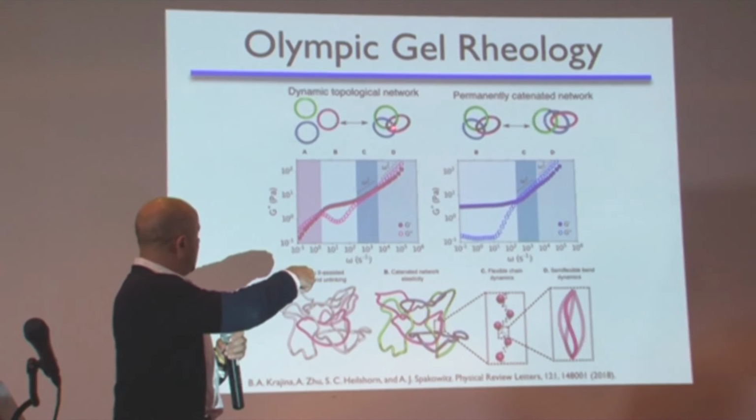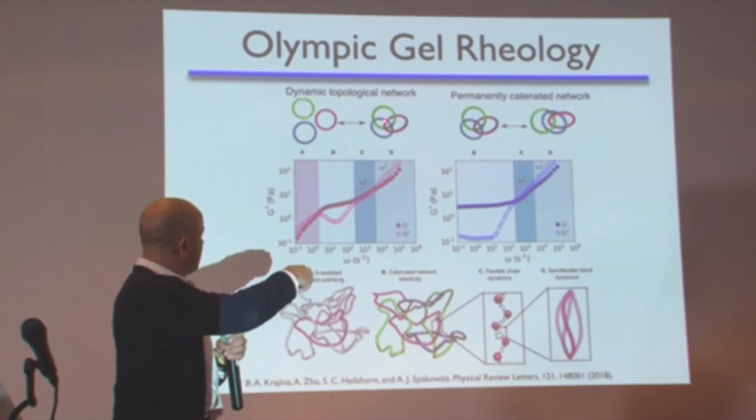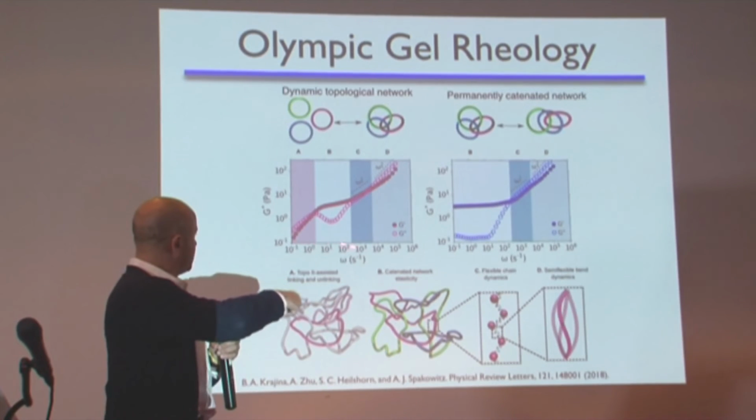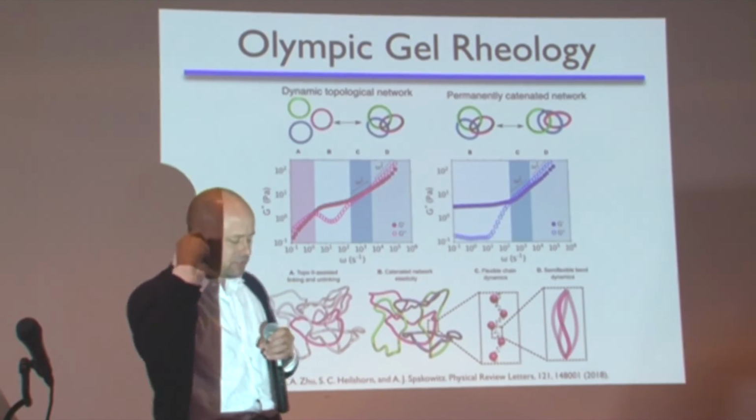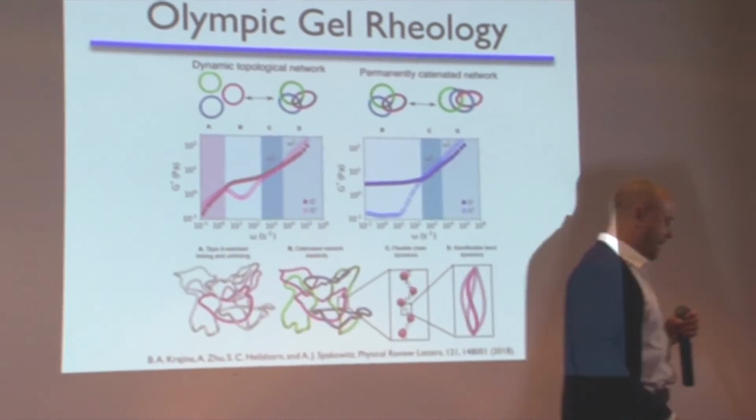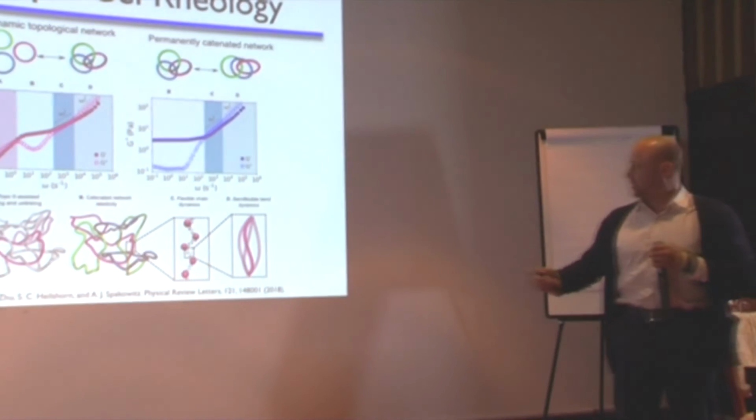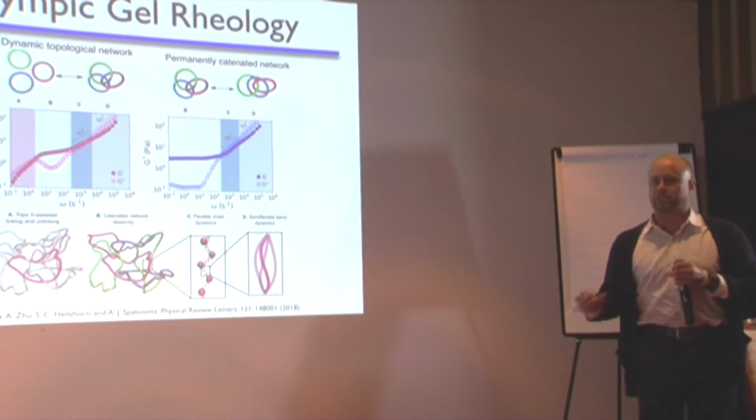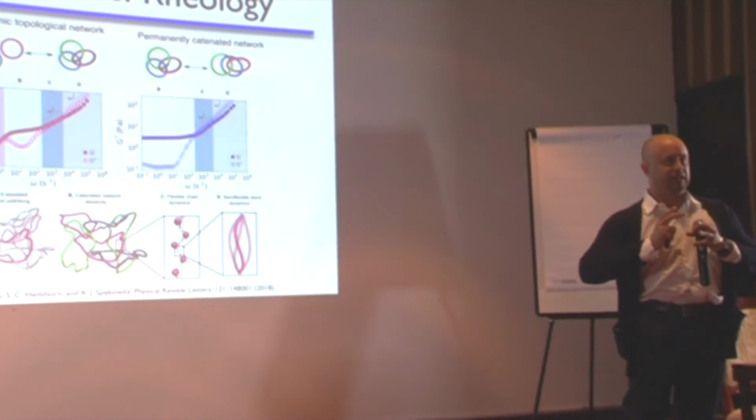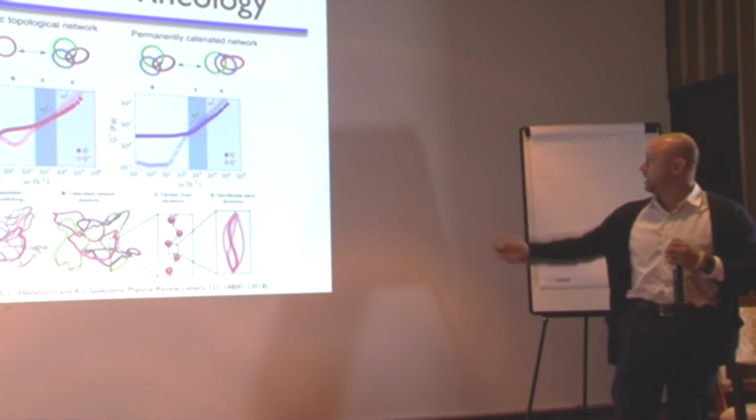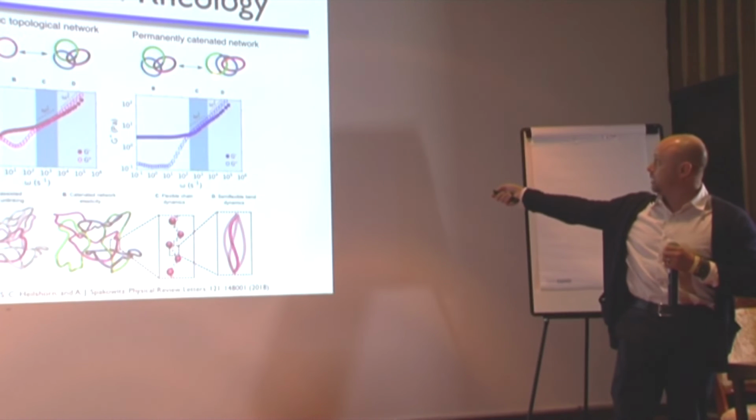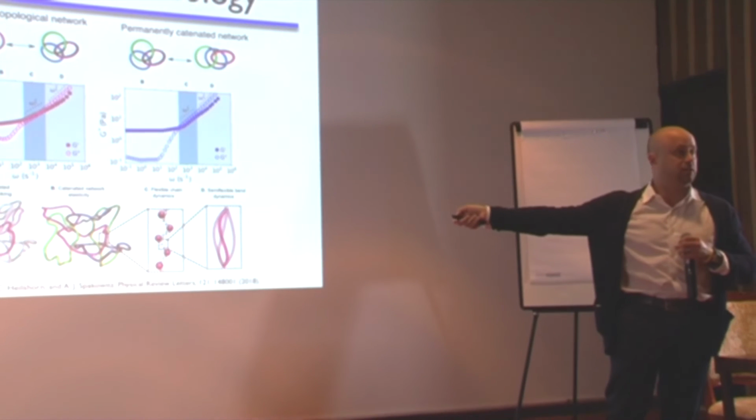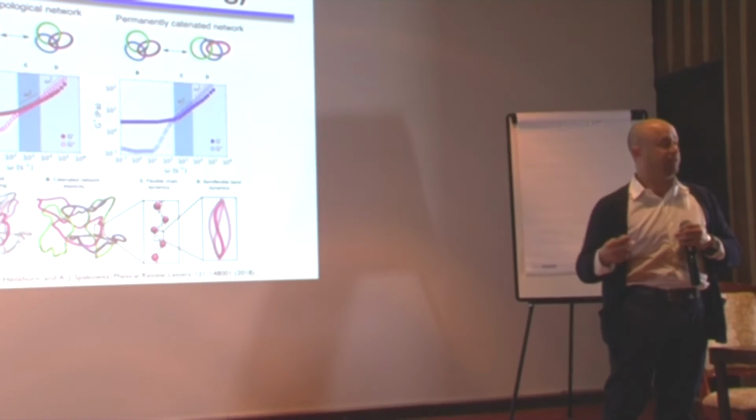We can take a dynamically topological network, and here this is the complex modulus versus the frequency. For those of you who haven't seen a lot of this sort of data, it's just to say that where you have this region of frequency space where there's a plateau, that is an elastic plateau, and it behaves sort of like an elastic solid in that region. If you cut off the topoisomerase and it becomes permanently catenated, that plateau goes all the way to negative infinity. So we get that specific response.